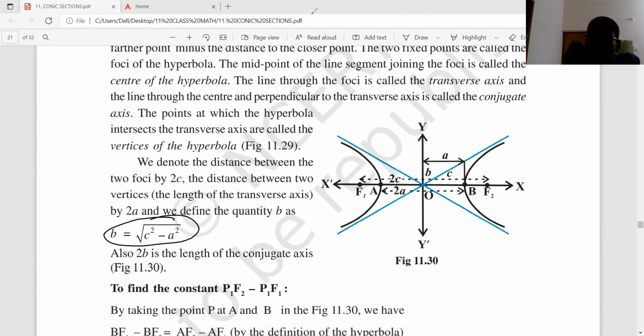Now this, from this vertex to this vertex, is called the length of the transverse axis, and this 2b is called the length of the conjugate axis.